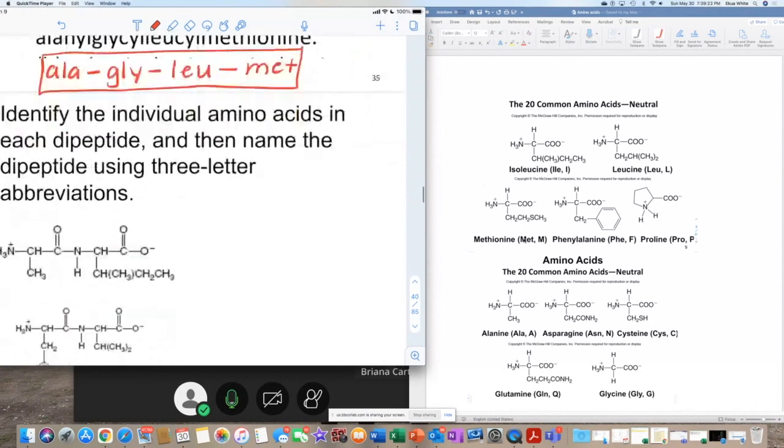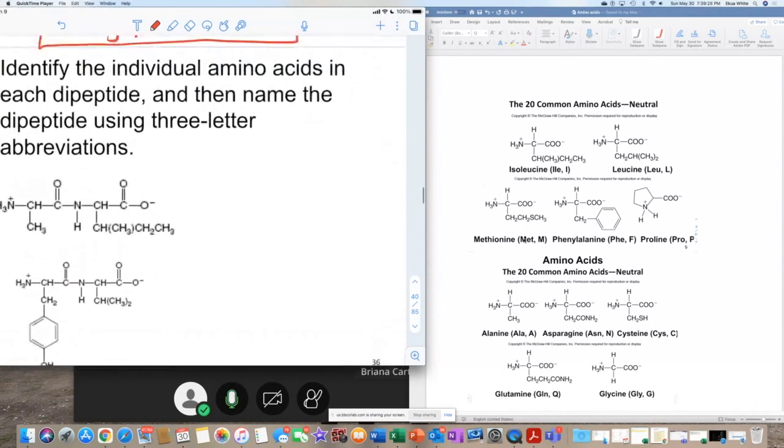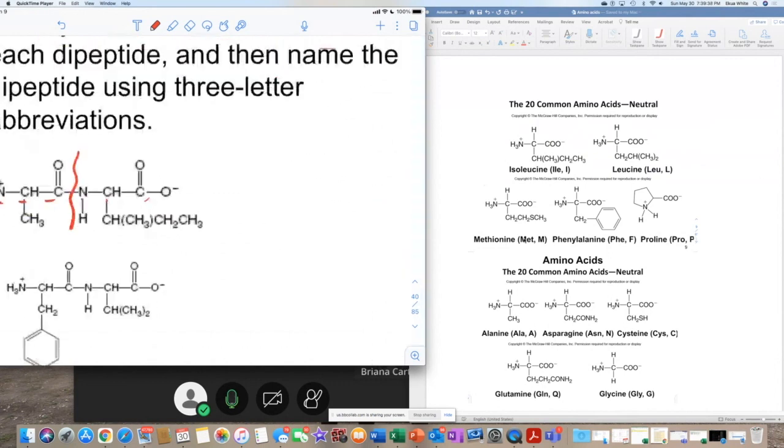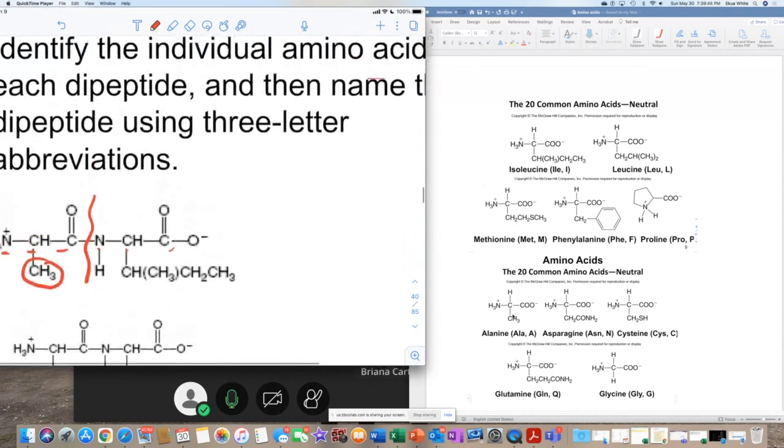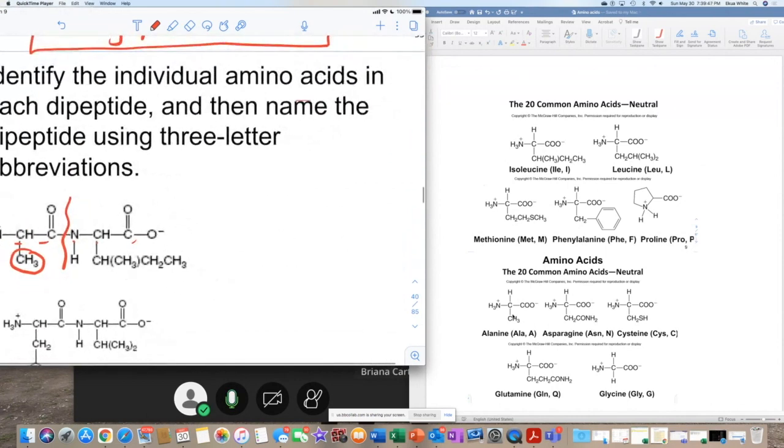Yeah. Okay, for this one here, it says identify the individual amino acids in each dipeptide, okay? And then name the dipeptide using 3-letter abbreviation. So once again, NCC, NCC, the other one. So using the side group, CH3, where is CH3 here? Oh, this is going to be identify individual amino acid. This is going to be alanine, right? Then this one here, isoleucine.